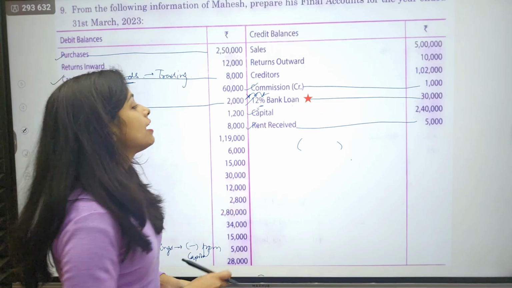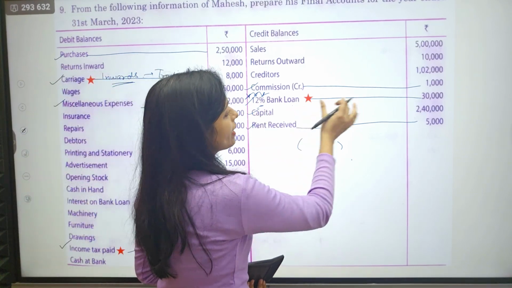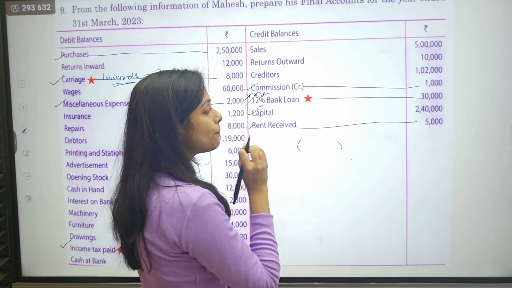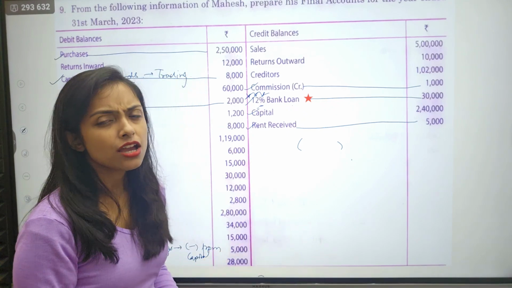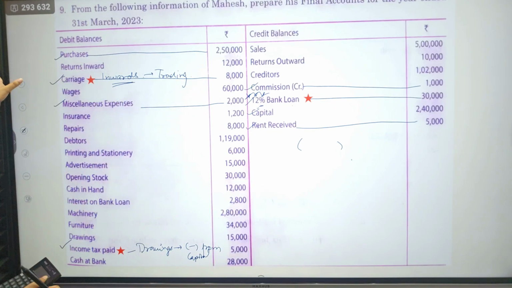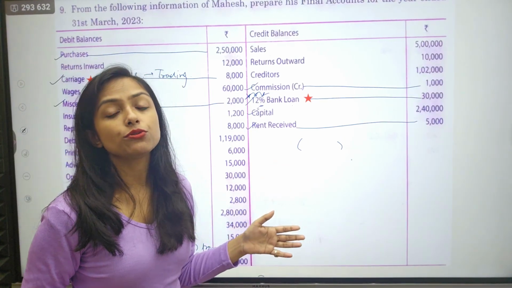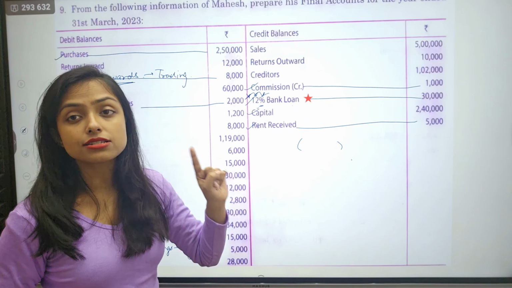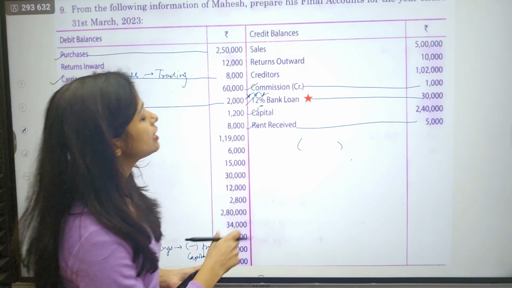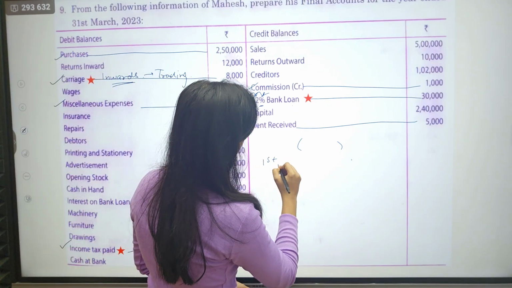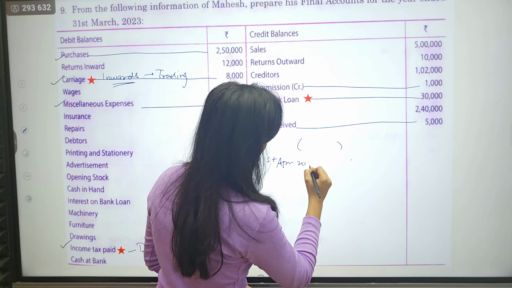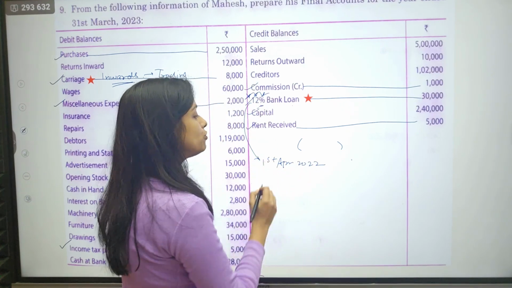Okay, I am telling you, a 12% bank loan, a 30,000 rupees bank loan we had taken during the year. No date was told to us in the additional points. So what are we going to assume? We took it on the first day of the financial year. That means we took it on 1st April 2022. We are going to assume that.